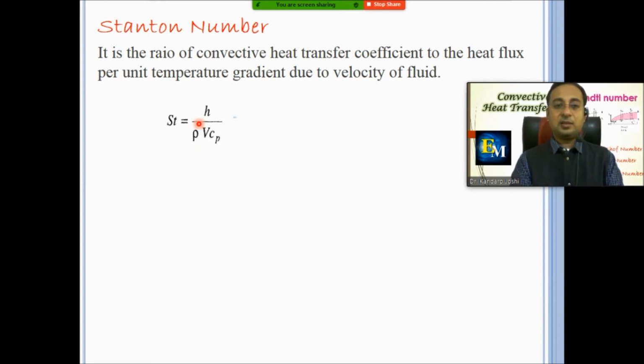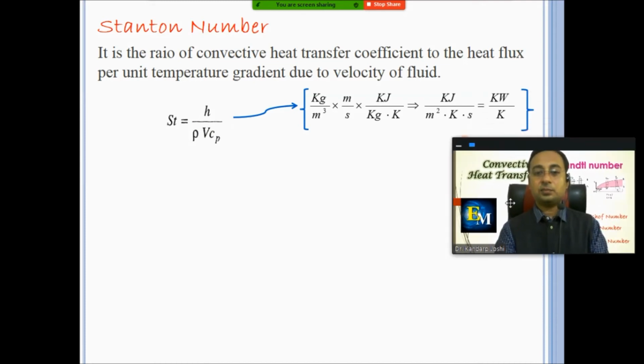Now let's see this. If we resolve this term for the units, the unit of rho is kg per meter cube, velocity is meter per second, and Cp is the specific heat, right? Specific heat means the amount of heat, in kilojoules, required for unit mass to change the temperature through 1 degree, means kilojoule per kg Kelvin. So what is the unit? It is kilojoule per meter cube Kelvin.